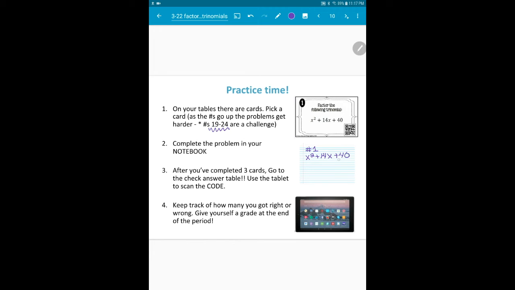And then you're solving to get your answers. Okay? And then so on. After you've completed 3 cards, go to the check answer table and use the tablet, and you're going to scan the code. So this is called a QR code. I'm sure you guys have seen them before. But you're going to use the tablet to scan it, and what's pretty cool is it's going to give you your answer and see if you got the correct answer.